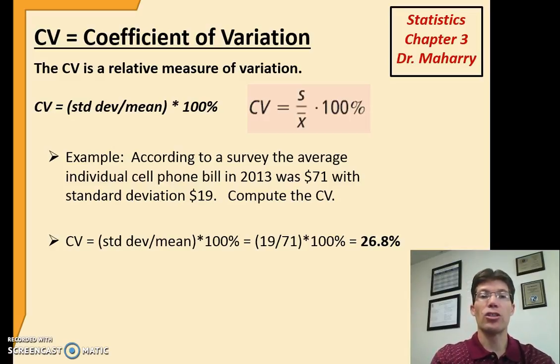And it's a relative measure of variability. It gives me the amount of variability relative to the size of the data. And so that is the coefficient of variation.